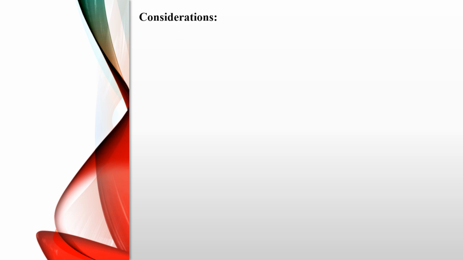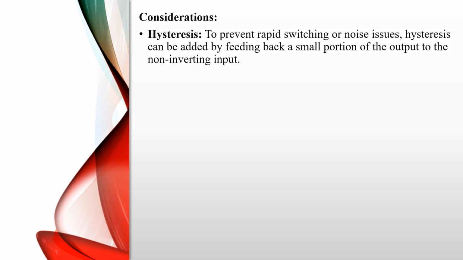Now, what are the considerations for designing a comparator circuit by using an op-amp? First consideration is hysteresis. To prevent rapid switching or noise issues, hysteresis can be added by feeding back a small portion of the output to the non-inverting input terminal. This is the first consideration to generate a comparator circuit by using an op-amp.